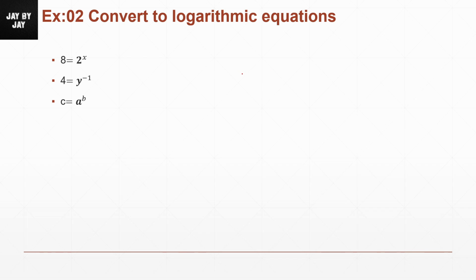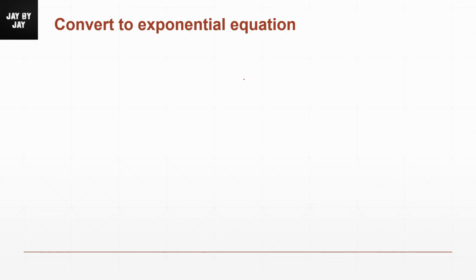Okay, let's move into the next section. Now you need to convert logarithm to the exponential function. The first one is given as y equals log base 3 of 5. How do you convert this logarithm to the exponential? You can write it like this: 5 equals 3 to the y. This is the first way. Very simple.